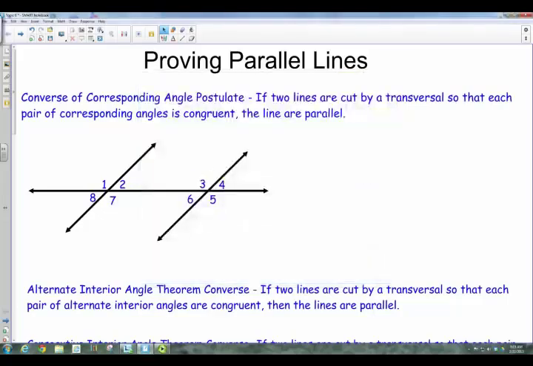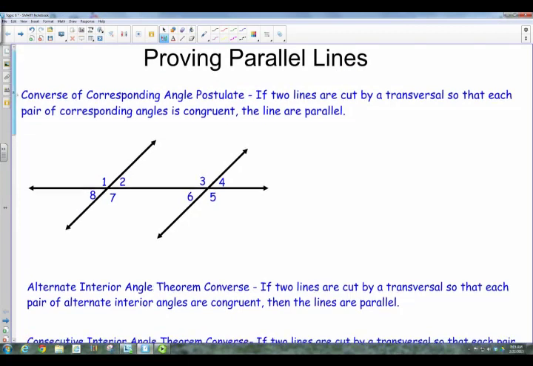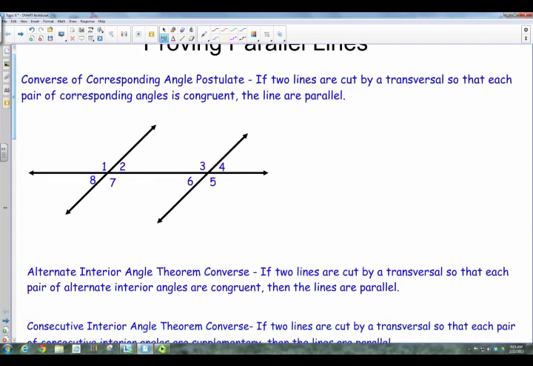Okay, welcome back. This is the final topic of this fifth section of this class. This is what's called proving parallel lines. It's very, very similar to what we did in the last section. It's just showing that things are parallel by setting certain things congruent or adding up to 180. All these postulates you're going to see are just the complete opposite of what we saw before.